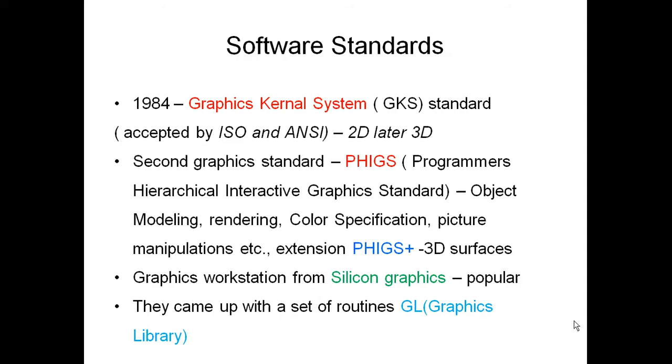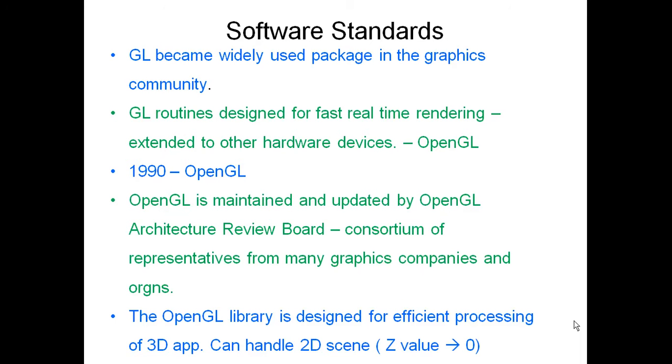for computer graphics. A software standard was developed in 1984, the Graphics Kernel System, which is used for 2D and later on for 3D. The second graphics standard is PHIGS. The extension of PHIGS is PHIGS+, which is used for 3D surfaces. Graphics workstations from Silicon Graphics are a popular one. The software standard was used in GL. GL became a widely used package in the graphics community. GL routines designed for fast real-time rendering were extended to other hardware devices.